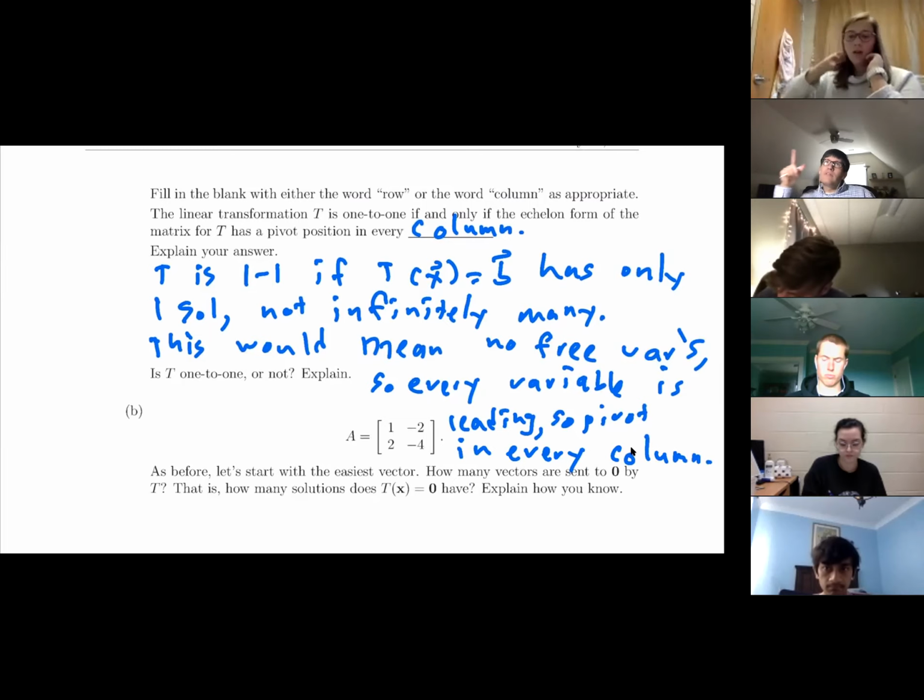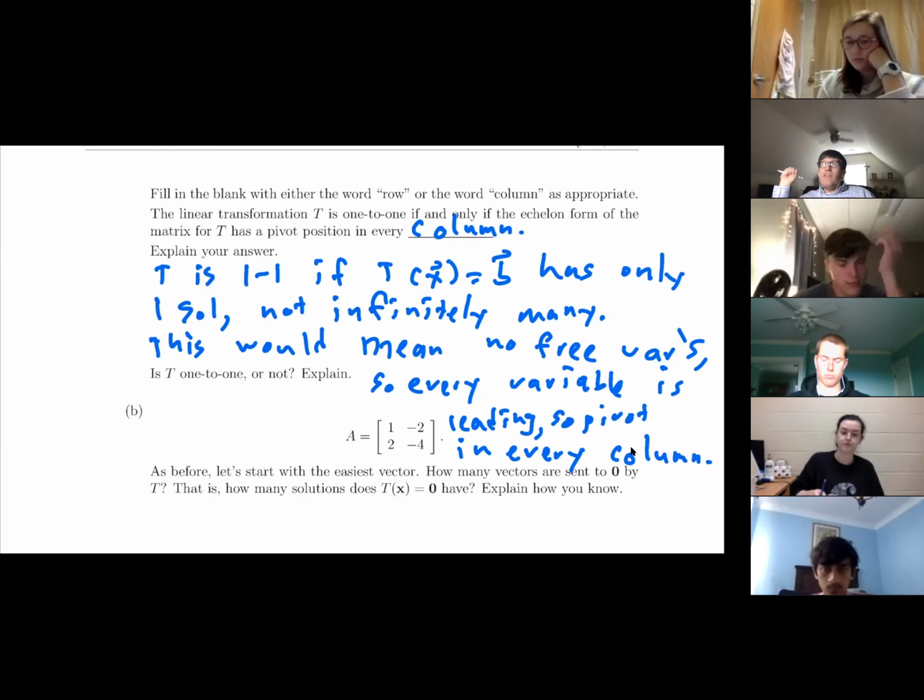So 1-to-1 means that there's only one solution. That's exactly what 1-to-1 means. That means that there can be no free variables. And I look for free variables by looking at pivots in columns. That's what I do. That's kind of a lot to absorb. So any questions about that?